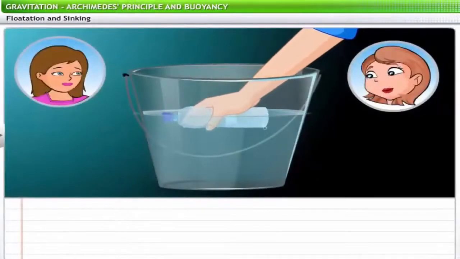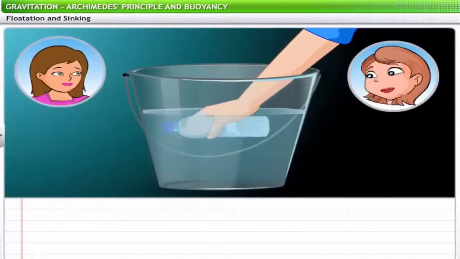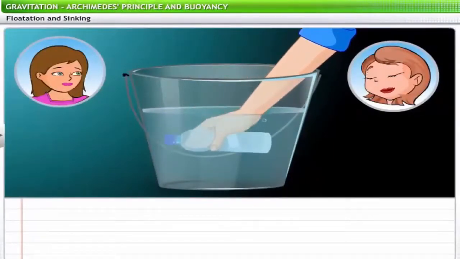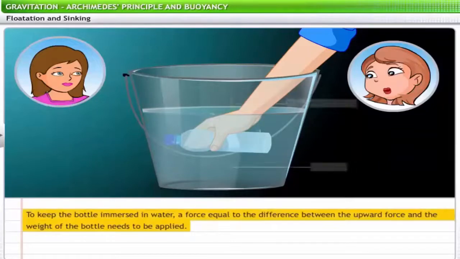In order to make the bottle immerse completely in water, the volume of water equivalent to that of the bottle must be displaced. Note, to keep the bottle completely immersed, the upward force on the bottle due to water must be balanced. This can be achieved by an externally applied force acting downwards. This force must at least be equal to the difference between the upward force and the weight of the bottle.